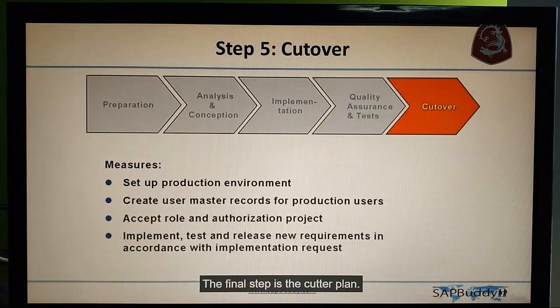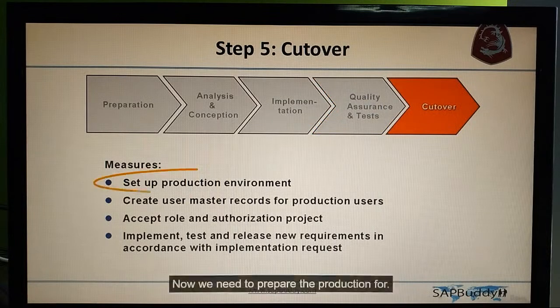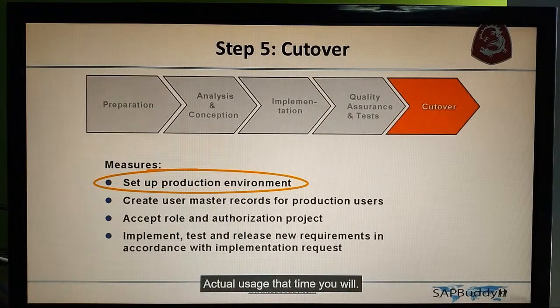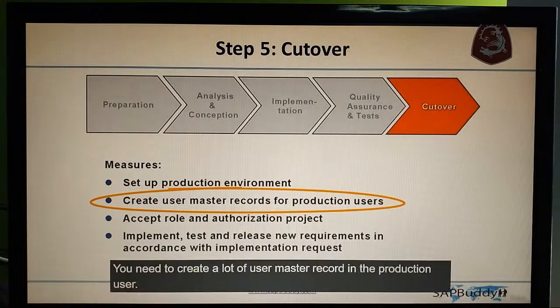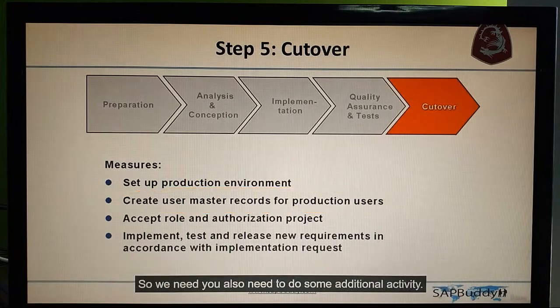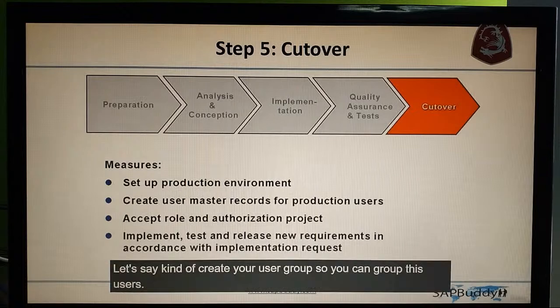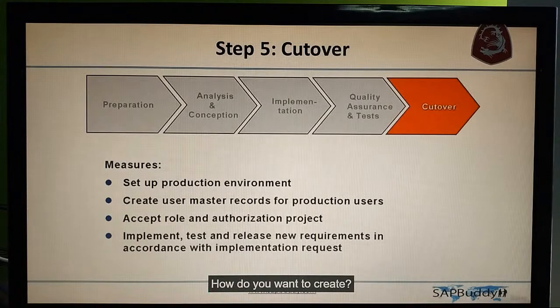The final step is the cutover plan. Now we need to prepare the production for actual usage. At that time you need to create a lot of user master records in production. So you also need to do some additional activity. Let's say create a user group, so you can group these users, let's say based on company codes or based on modules. How you want to create it is up to the customer.